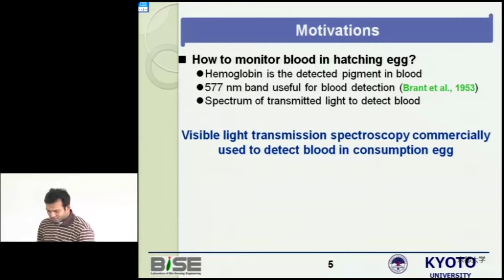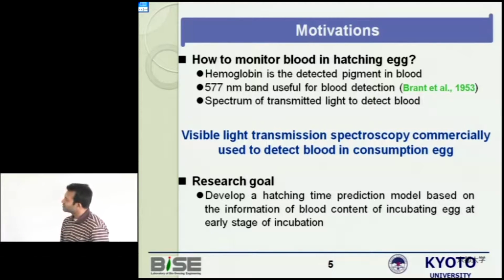Visible light transmission spectroscopy is also commercially used to detect blood in consumption eggs. So we can use a similar principle to detect blood in incubating eggs. And our research goal is to develop a hatching time prediction model based on the information of blood content of the incubating egg at an early stage of incubation.